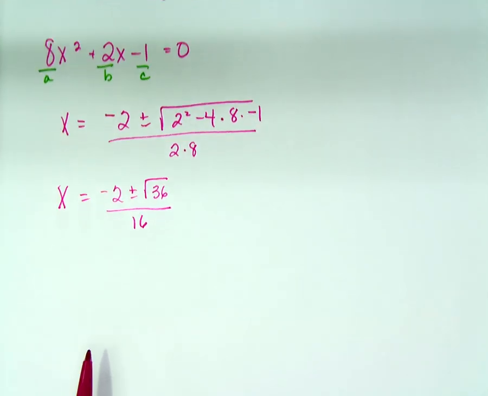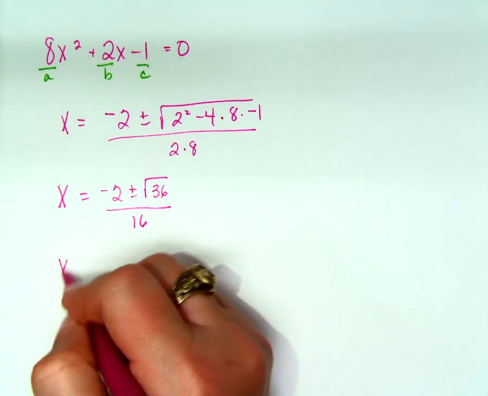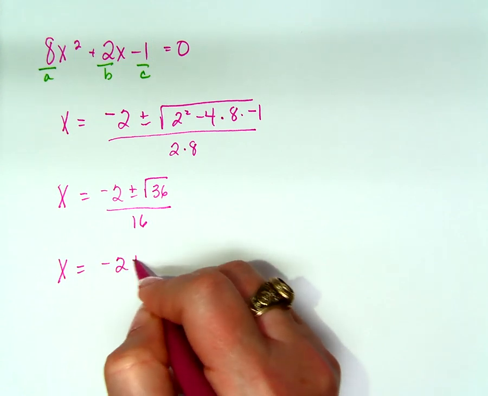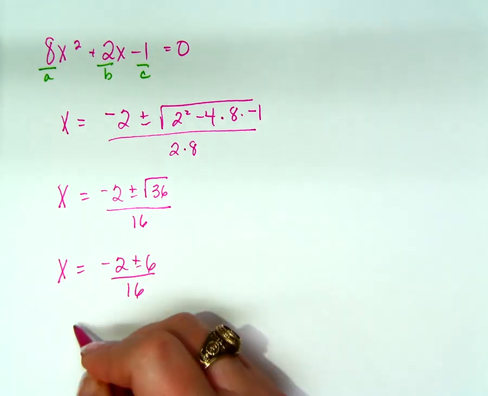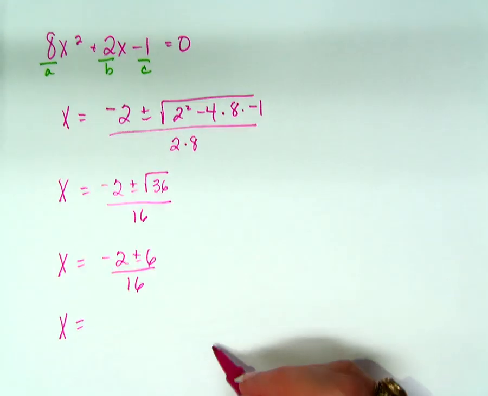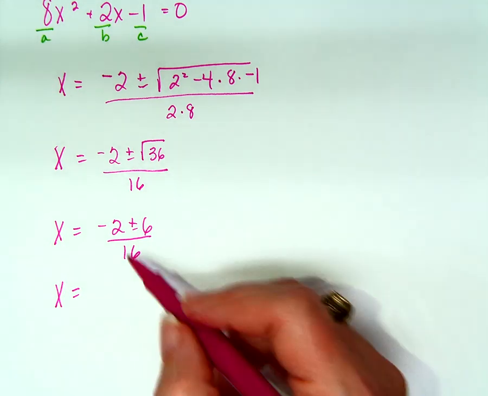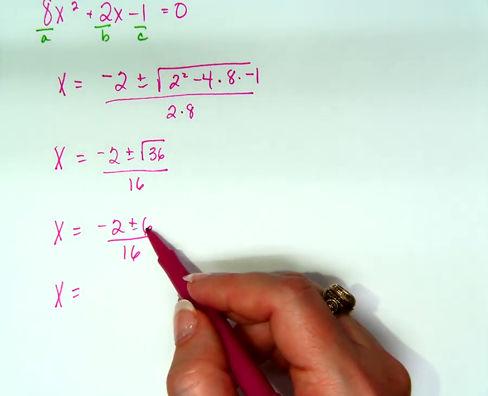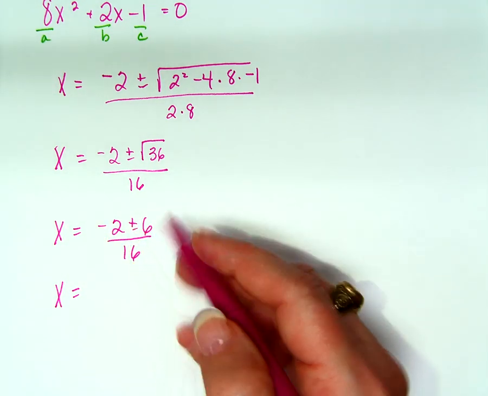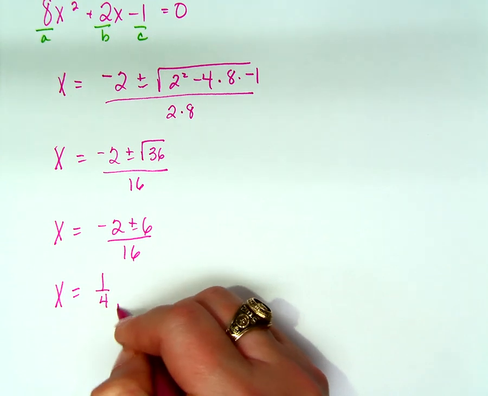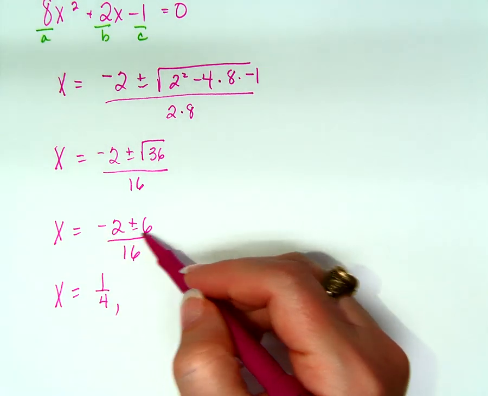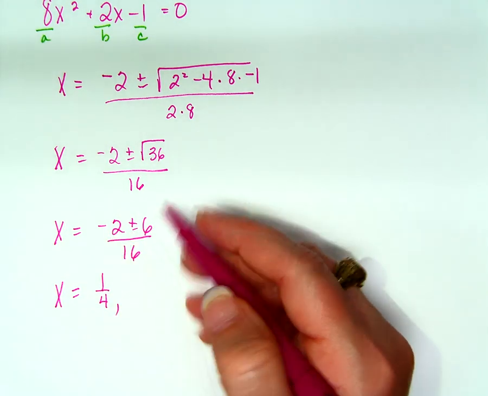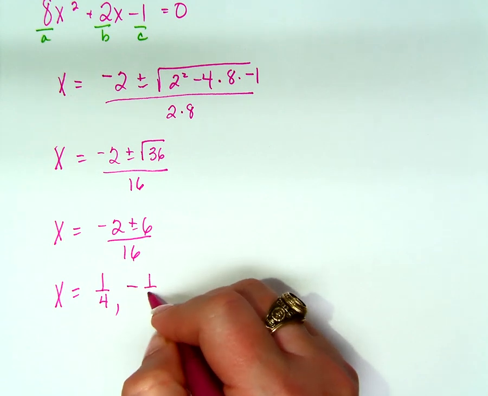Except we know the square root of 36. Negative 2 plus or minus 6 over 16. And then we can just do the simplification of these two fractions, right? Negative 2 plus 6 is 4. 4 divided by 16 is 1/4. Negative 2 minus 6 is negative 8 divided by 16 is negative 1/2.